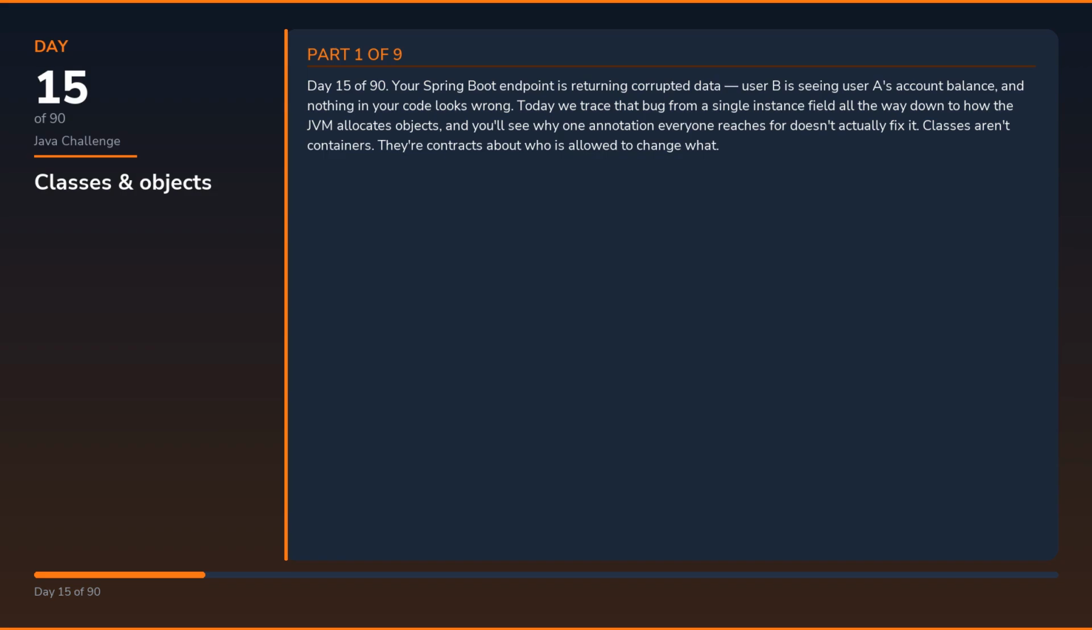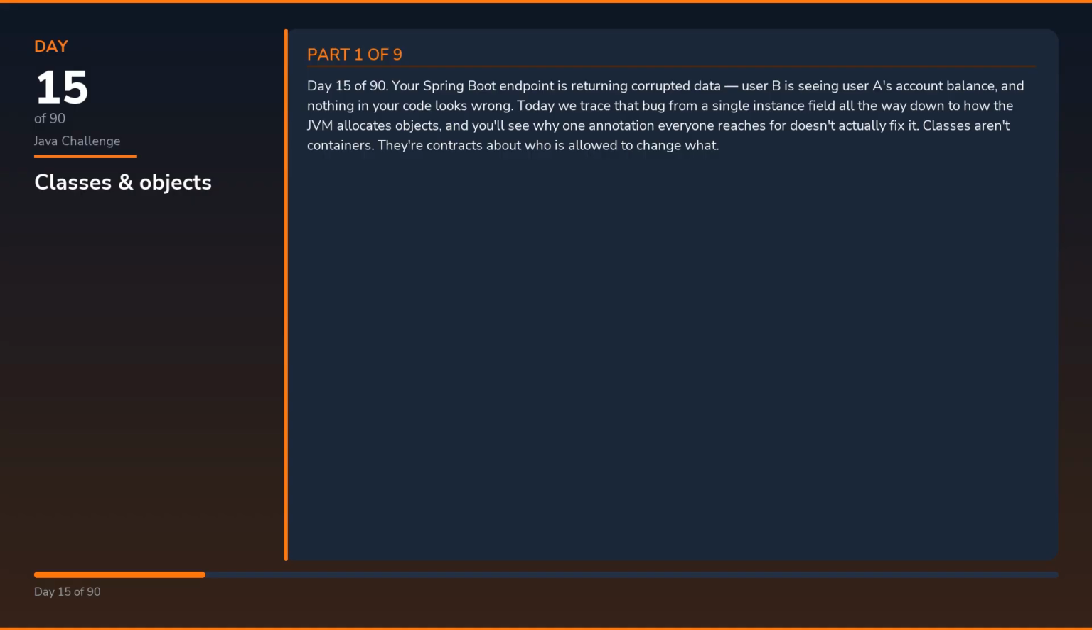Day 15 of 90. Your Spring Boot endpoint is returning corrupted data. User B is seeing user A's account balance, and nothing in your code looks wrong. Today we trace that bug from a single instance field all the way down to how the JVM allocates objects, and you'll see why one annotation everyone reaches for doesn't actually fix it.